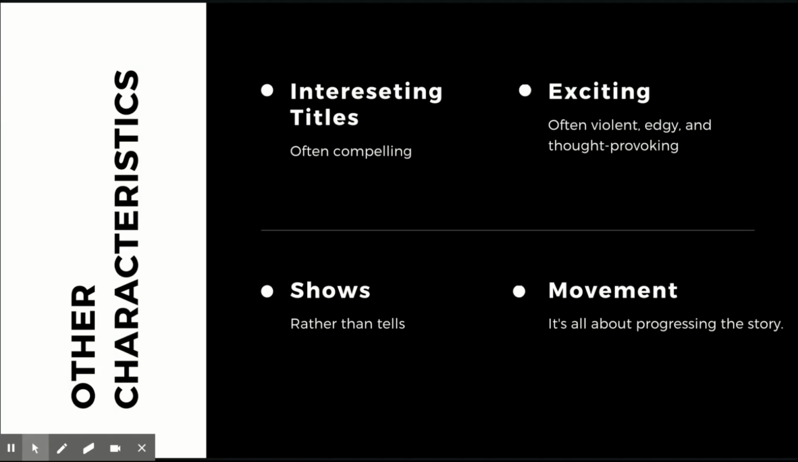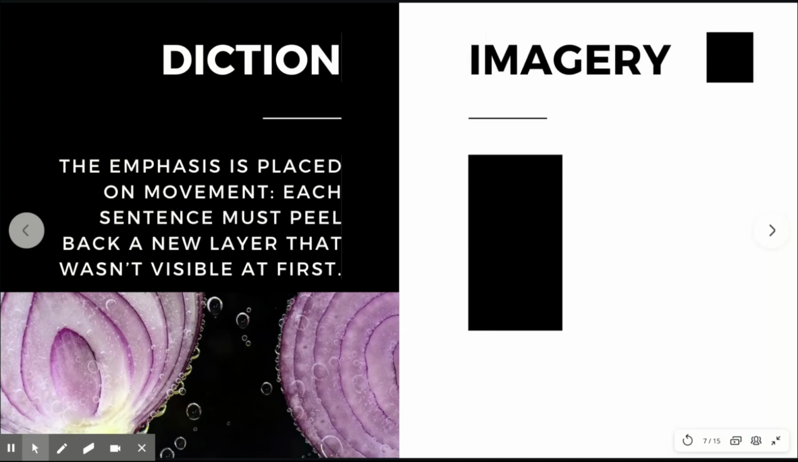Flash fiction shows rather than tells. It's without the flowery language that perhaps you're used to with writers like Fitzgerald. Everything is about making the point, so to speak. It's about movement. It's about progressing the story. Every action, word, phrase, or punctuation is used to advance the story.